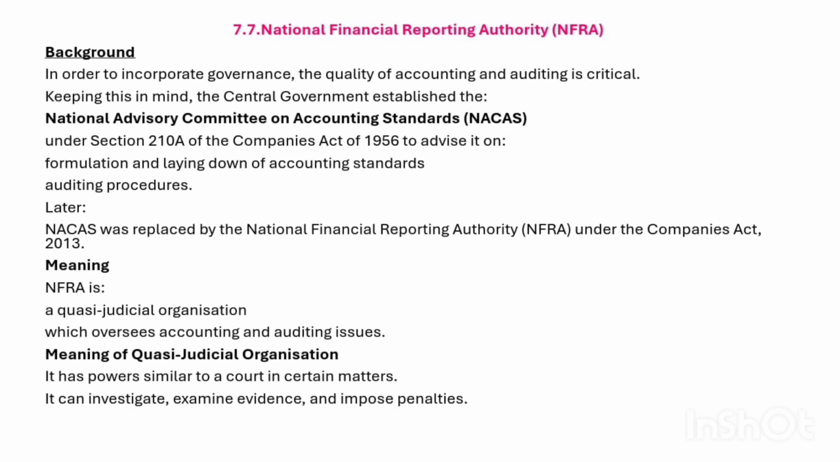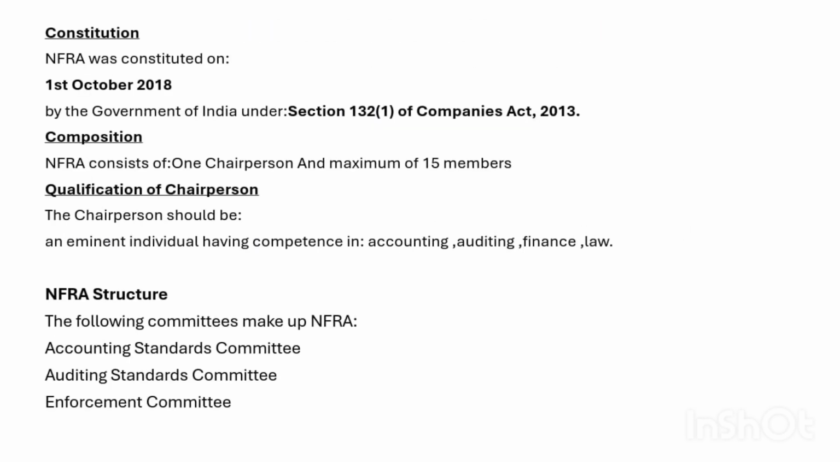So, here let's explain what is quasi judicial. So, quasi judicial means the authority which has powers similar to court. So it can investigate matters, examine evidence and impose penalties. Now let's move on to the next topic, that is the constitution of NFRA.